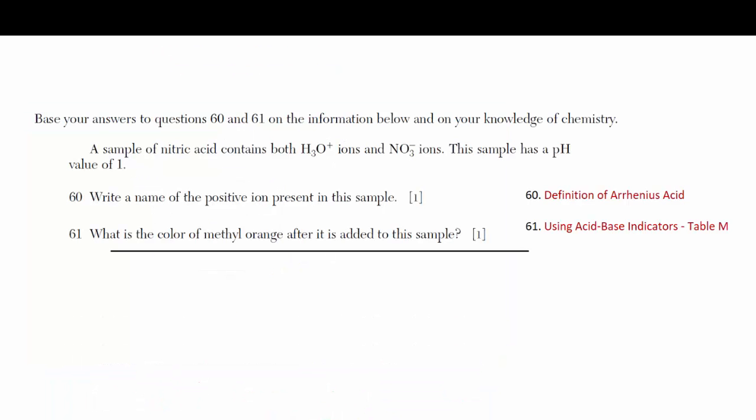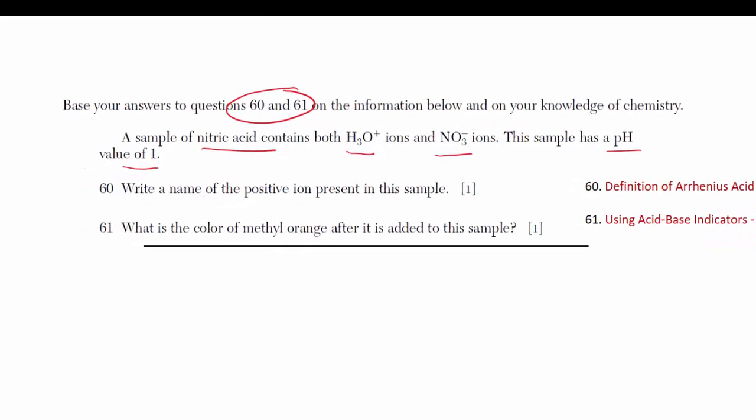Next up is grouped questions 60 and 61. They come together with the narrative. A sample of nitric acid contains both H3O+ ions and NO3- ions, and the sample has a pH of 1. So we're into acids and bases now. The two things we're going to be asked to do are to work with the definition of Arrhenius acids and also use the acid-base indicator chart, Table M, to answer a question related to the pH.